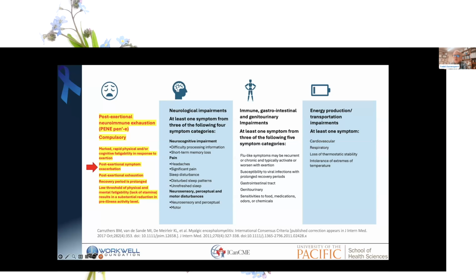as post-exertional neuroimmune exhaustion, or PENE. So post-exertional neuroimmune exhaustion is highlighted for your convenience on the left side of the screen. And it's characterized by a number of dimensions, including rapid, marked, physical or cognitive fatigability in response to an exertion, post-exertional symptom exacerbation, meaning that exertion consistently triggers symptoms, post-exertional exhaustion that can be progressive and result in a lowered functional baseline over time, a prolonged recovery period, meaning that a nap doesn't really improve symptoms of PEM.